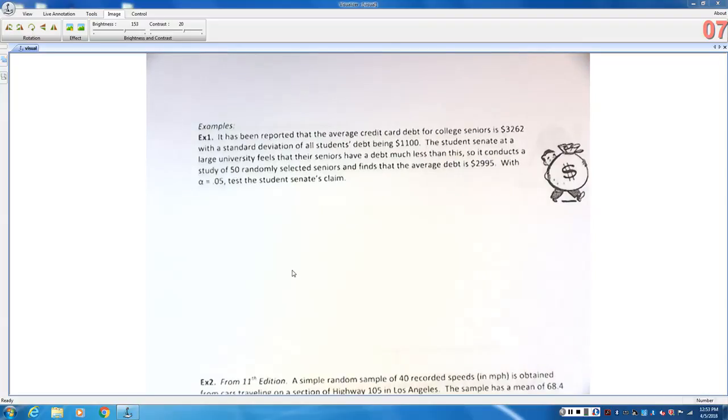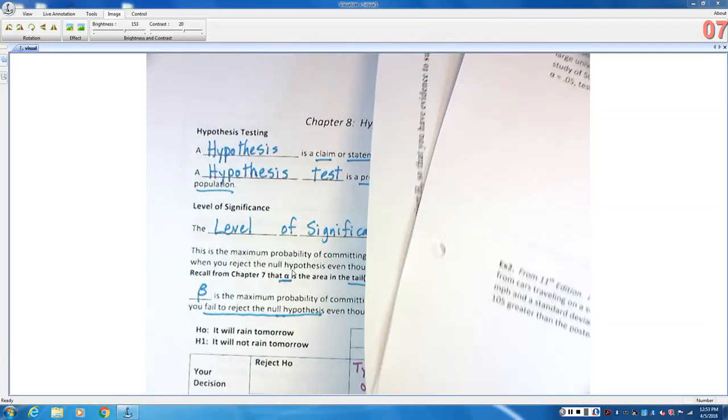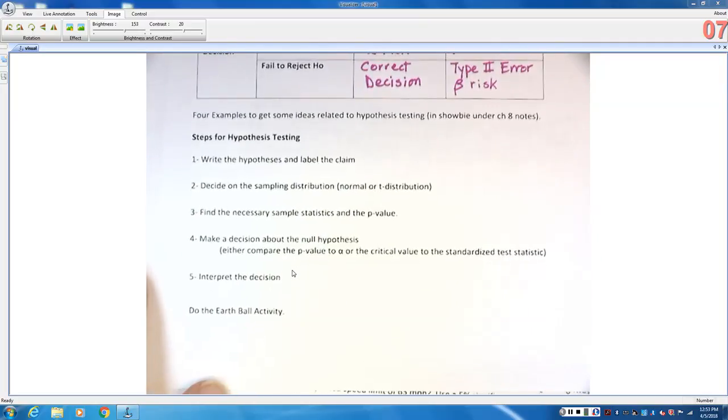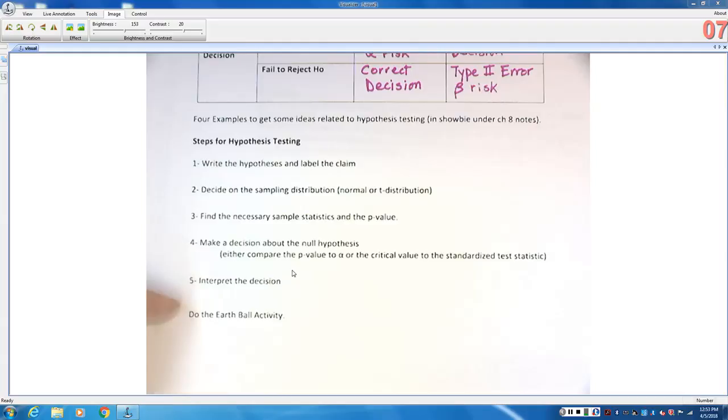So here's how you do the whole thing. We're putting the whole thing together. The first page of our Chapter 8 notes actually told you these are the steps for hypothesis testing, steps 1 through 5. We're going to be following these steps, and I actually want you to write on your paper 1, 2, 3. It's just much easier to follow if you write that. So you have to follow these steps.